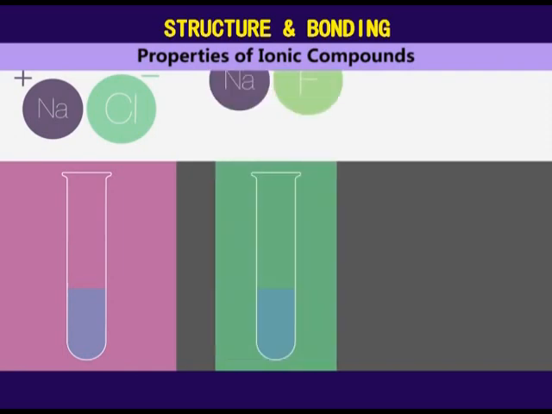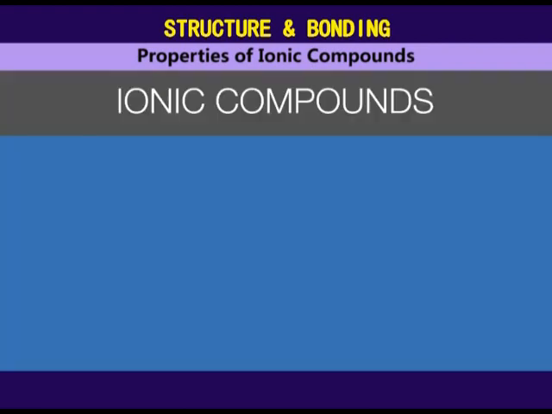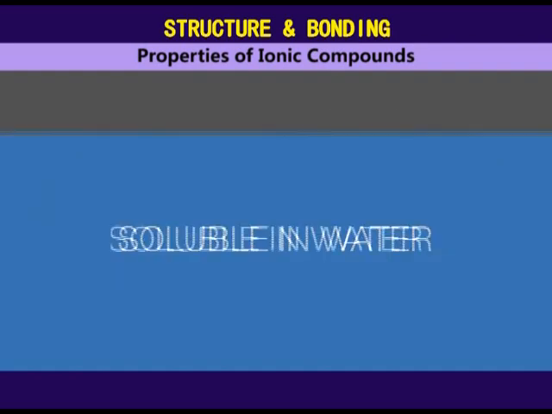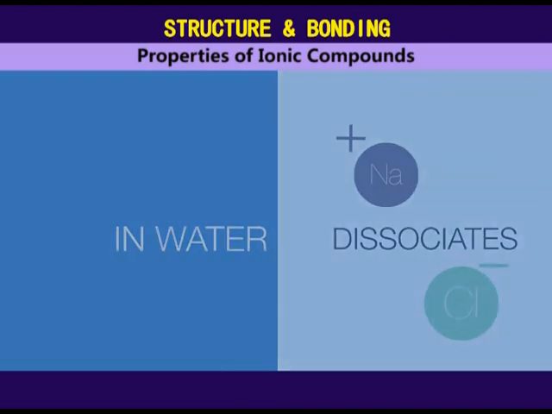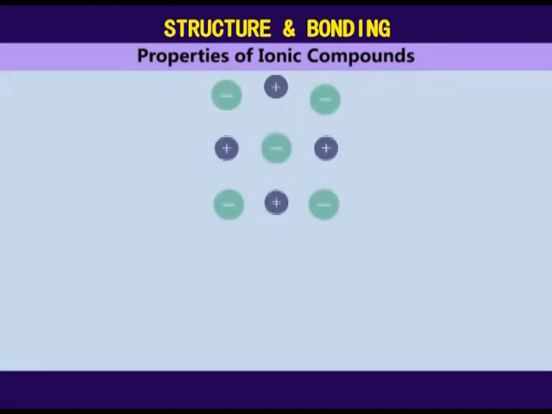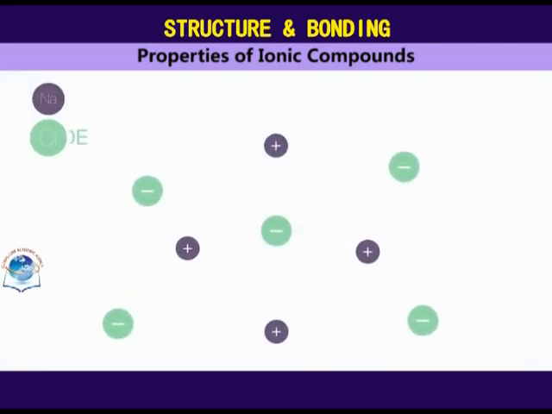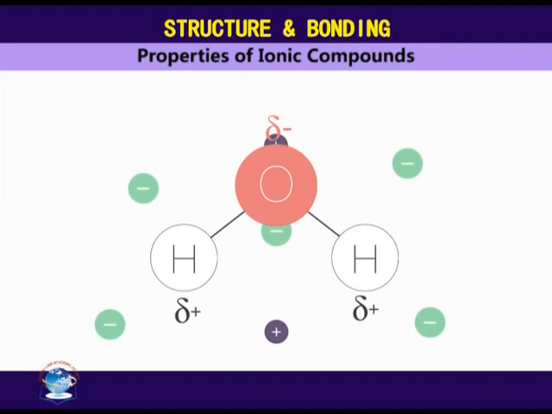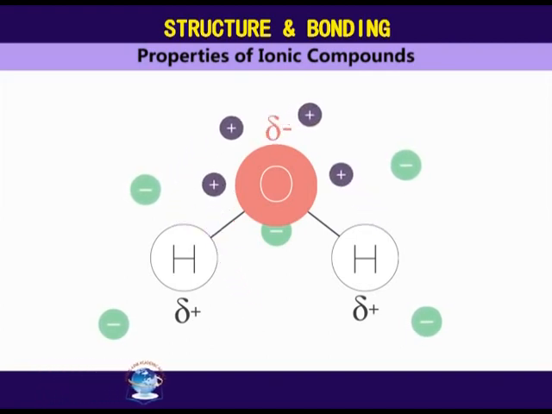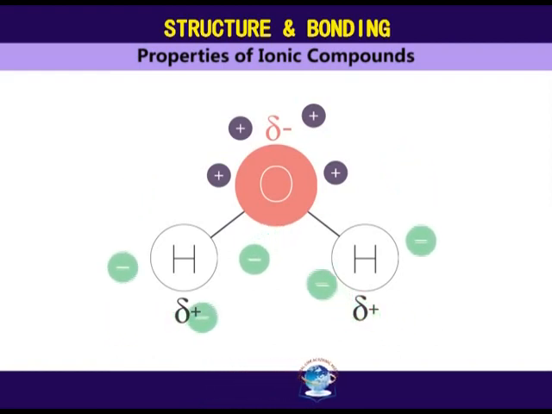Sodium chloride, sodium fluoride, and ammonium nitrate are ionic compounds and can dissolve in water. Most ionic compounds are soluble in water. In water, an ionic compound can dissociate into its ions. So when we dissolve sodium chloride, it will dissociate into sodium and chloride ions. These ions become stabilized in water due to the polar nature of water. As you can see, the sodium ions are stabilized by the negative dipoles of water, and the chloride ions are stabilized by the positive dipoles of water.